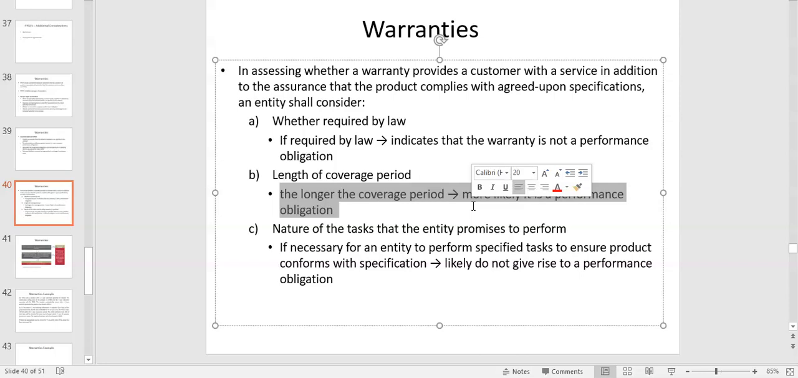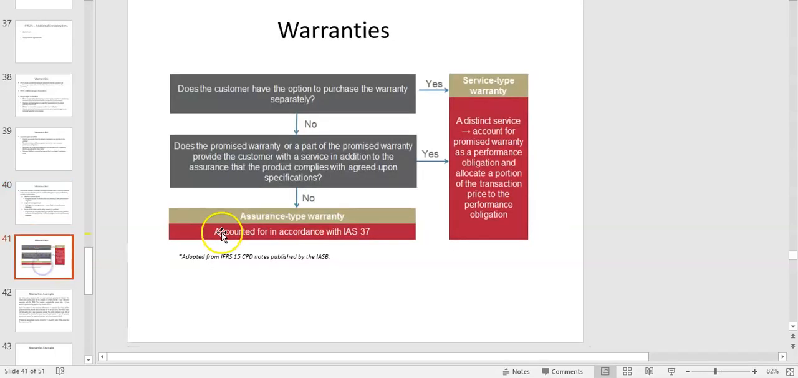Right, so what does the task that the entity promises to perform involve? The more specialized they are, the less likely that's a service warranty, because it's part of the original bundle. It's part of the original product, and therefore you wouldn't have to separate it out in IFRS 15. There's a nice little flow chart here.